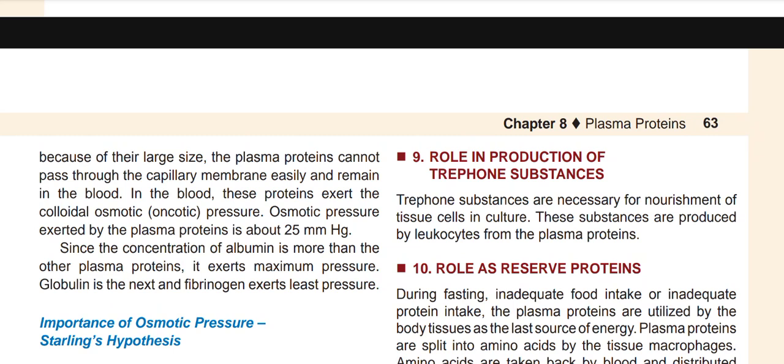So, in that condition, in the blood, this protein exerts some pressure, which is known as colloidal osmotic pressure or colloidal oncotic pressure. The normal value of osmotic pressure is 25 mm Hg, which is exerted by plasma protein in the capillary membrane. As the concentration of albumin is more than the other plasma proteins, that's why it exerts the maximum amount of pressure.